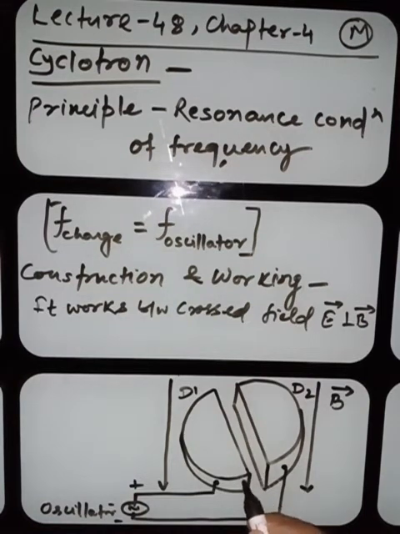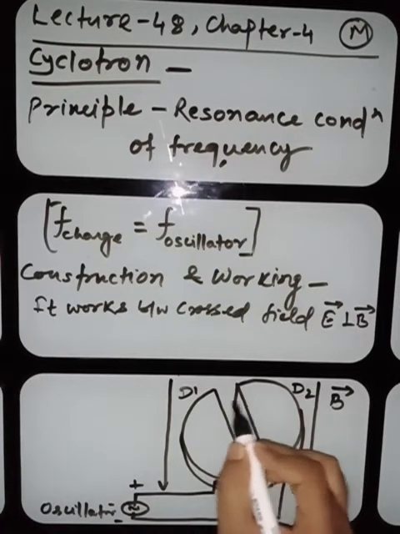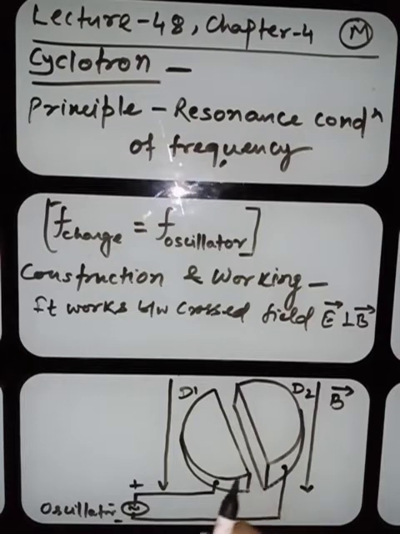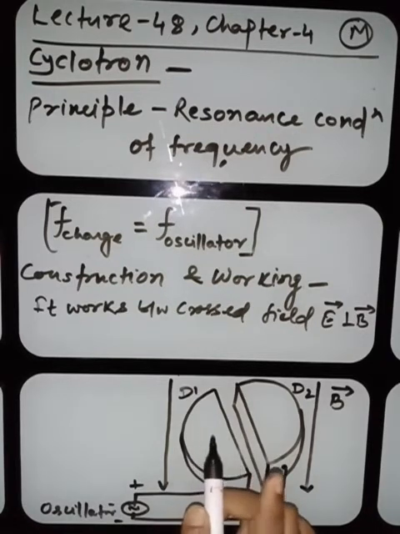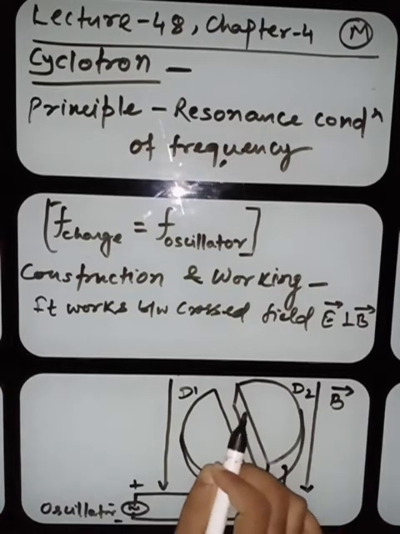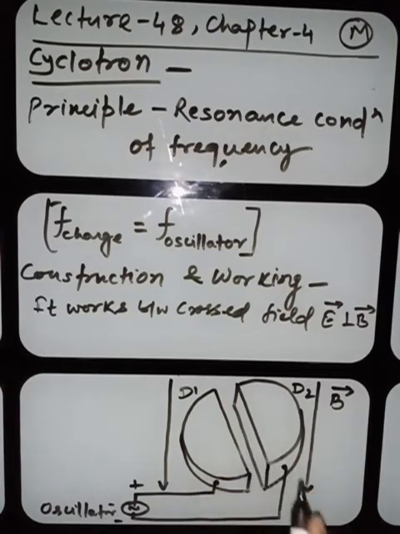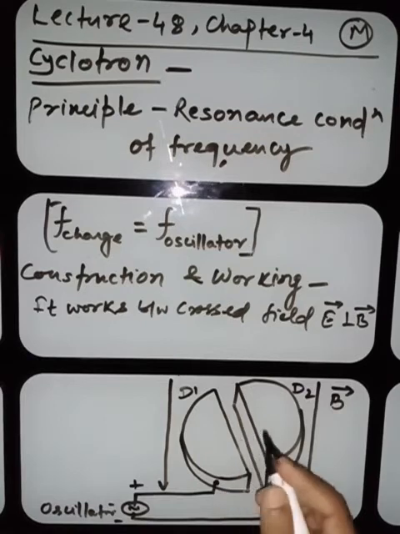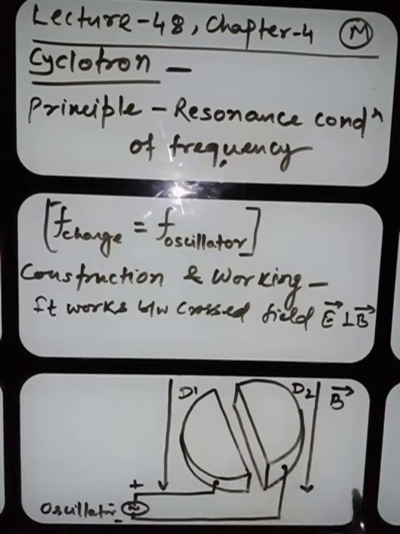Remember, the electric field maintained by this oscillator exists only in this free space. We know that inside the metallic disc there will be no electric field. Why? Electric field is shielded inside metal. But the magnetic field is not shielded. So there will be magnetic field inside the D's, but there will be no electric field inside the D's. Okay, now we are going to start its working.